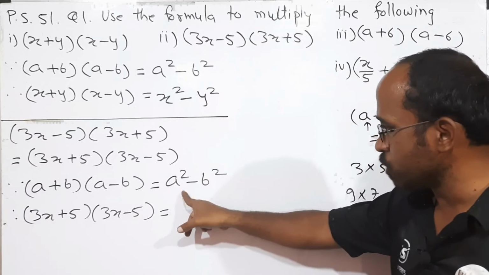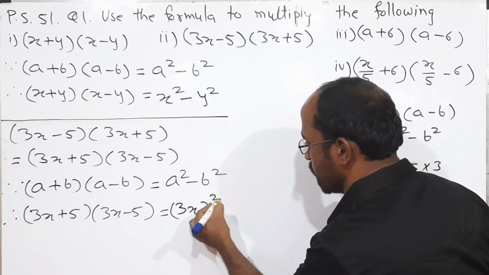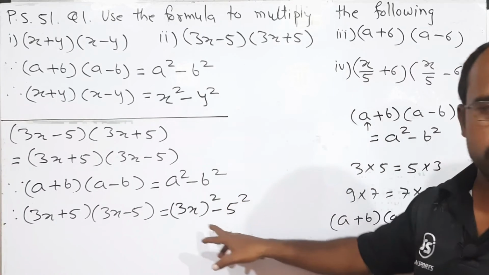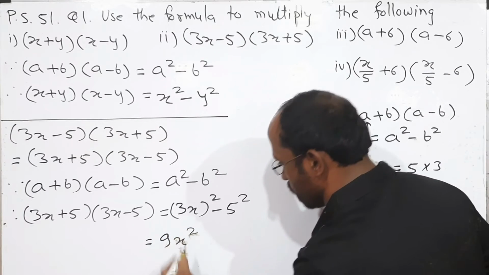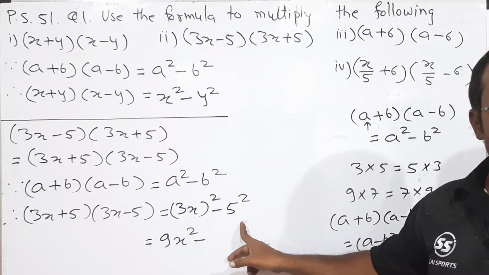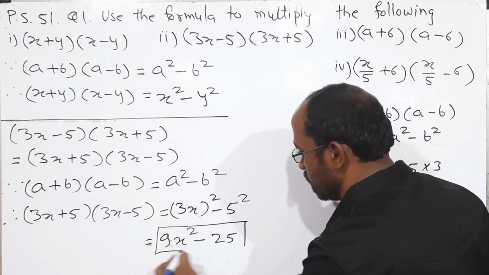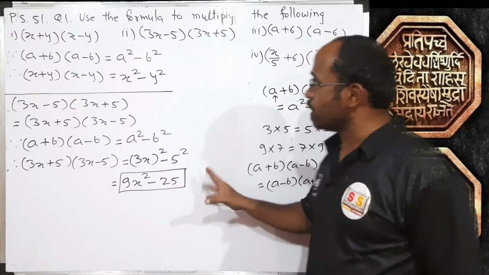So let's replace. A square means square of 3x, minus b square means square of 5. So let's find the squares. Square of 3x is 9x square minus square of 5 is 25, and finish. This is our final answer. Isn't it easy, students? I hope you are finding it super duper easy. Let's solve the third question.